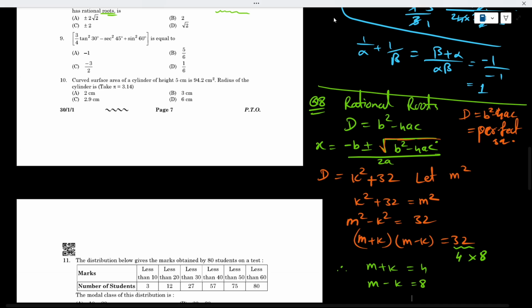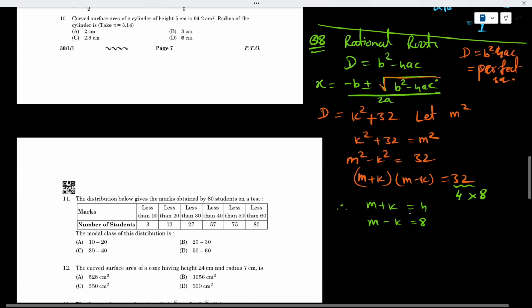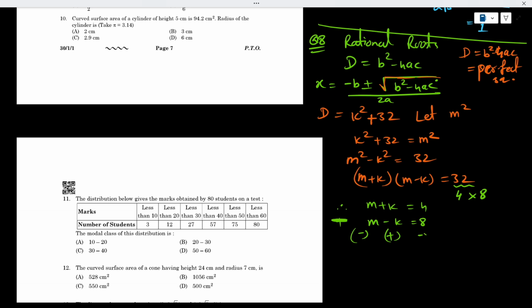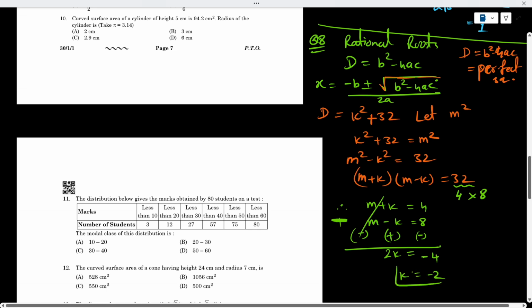Now this is nothing but a linear equation in two variables. If I subtract, I can directly get the value of k because we don't need to find the value of m. So this will become positive and this one will become negative 8. The m gets cancelled. K plus k is 2k. 2k equals minus 4, right? So k is going to be minus 2.